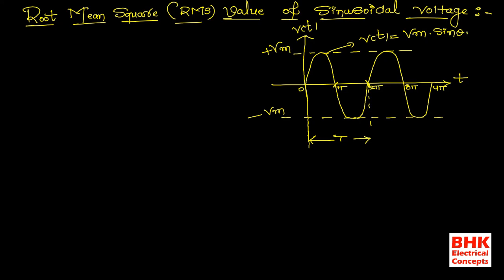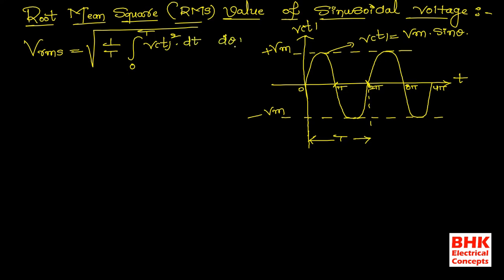Now we know the expression of the RMS voltage, VRMS. It is given by the square root of 1 divided by T integral 0 to T V of t square into dt. We can also use d theta. So you can use dt or d theta. If you are using d theta, then you use sine theta. If you are using dt, then you use sine t. Like this we just need to change.